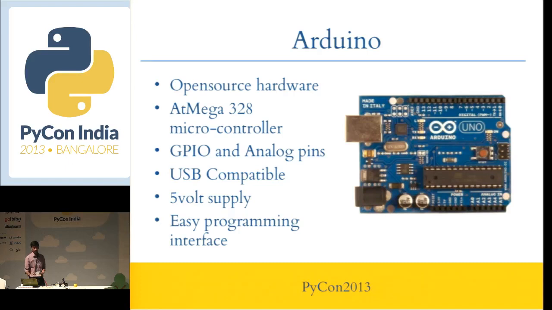Next is Arduino. You may know about Arduino, but just for beginners I'm saying it again. It's an open source hardware platform, and it has a microcontroller called ATmega328. Then it has GPIO pins. Then it is USB compatible. A 5 volt supply is given to Arduino, and it has a very easy programming interface. So we are using Arduino for controlling the motor driver.